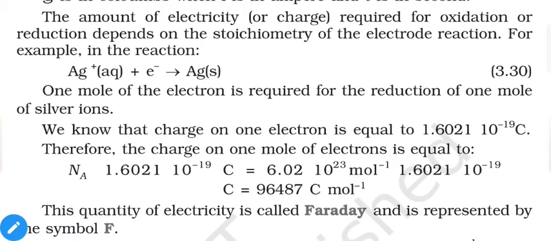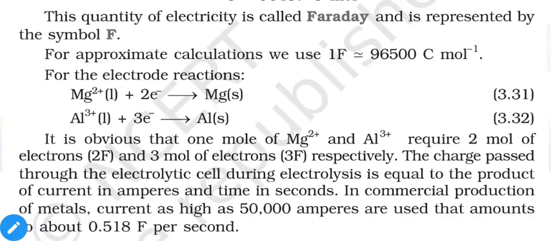Faraday is equal to 1 mole of electron, but instead of mentioning them as electron, we are using electricity, but they represent the same thing. 1 Faraday represents 1 mole of electron, and 1 mole of electron is equal to 96,487 coulombs. And to reduce the complexity of calculations, 1 Faraday is considered as 96,500 coulombs per mole, so that our calculations will be comparatively simpler.